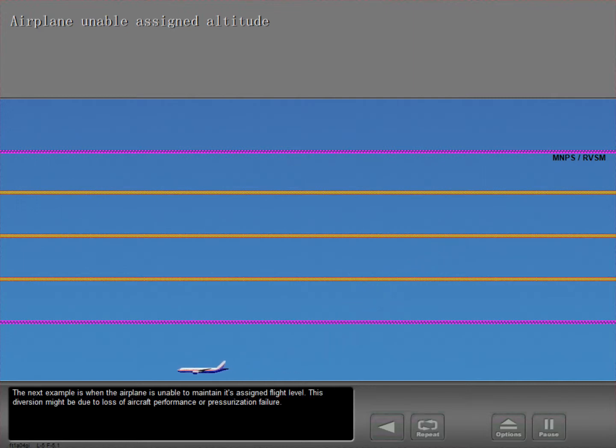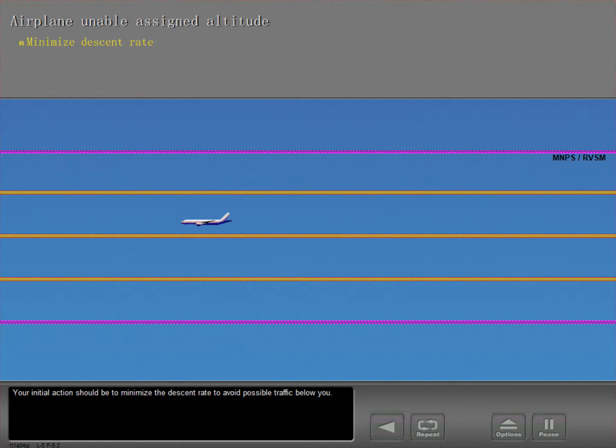The next example is when the airplane is unable to maintain its assigned flight level. This diversion might be due to loss of aircraft performance or pressurization failure. Your initial action should be to minimize the descent rate to avoid possible traffic below you.